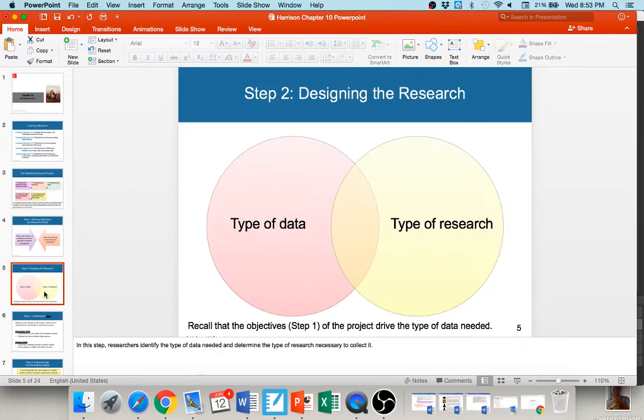Step two, if you decide that yes, you would like to go ahead and move forward with your project, you need to actually design the research. In this step, researchers usually identify the type of data that's needed and also determine the type of research that is necessary to collect that data. You probably recall, if you've read the chapter, that the objectives of the project are what drive the type of data that you need, and we're going to talk more about the types of research and the types of data in just a moment. But those objectives from step one do help drive the type of data that you need.